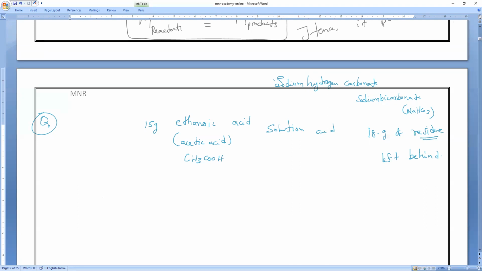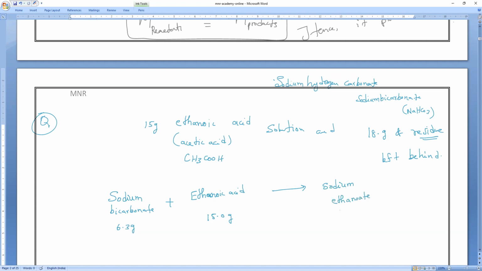So the equation, I'll write it. Check it, everybody. So reactants, can you tell me the reactants? Sodium bicarbonate. How many grams? 6.3 grams. Reacting with the acid. What is the acid? Ethanoic acid, which we can also say acetic acid, which equals how many grams? 15 grams. The residue, that residue name I am telling you, is sodium ethanoate.